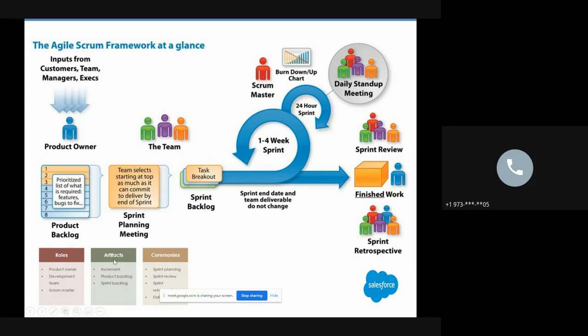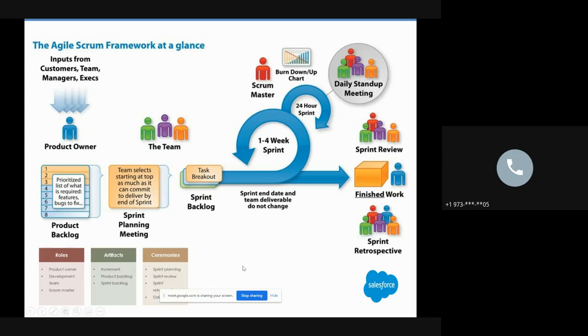Again, at the bottom here, artifacts. We talked about roles, artifacts, and ceremonies. So artifacts are the increment, the product backlog, which is here, and the sprint backlog, which is here, right? And the ceremonies are sprint planning, where we are planning for a sprint, selecting what work needs to be done in terms of user stories and things like that. The sprint review we talked about. This whole thing is a 2 week sprint, right? Then the retrospective and the daily stand-up.